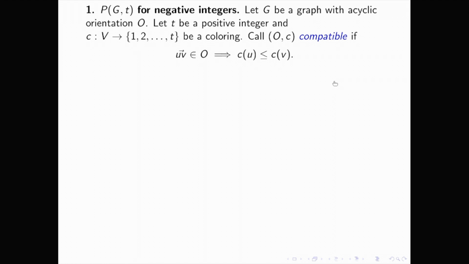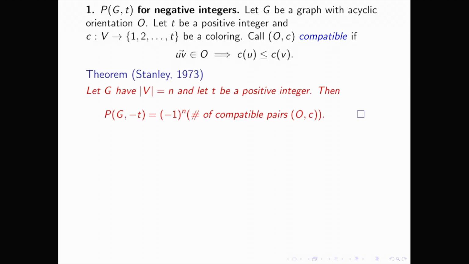We say that the orientation and the coloring are compatible if every arc of the orientation points from a smaller colored vertex to a larger colored vertex. Remember, the colors are 1 through t, so they're ordered. So Stanley's full theorem is: if I plug any negative integer into t, I get up to sign the number of compatible pairs. And you can check that with this theorem, if I have minus 1 here, it gives you the number of acyclic orientations. It's easy to see why it reduces to that.